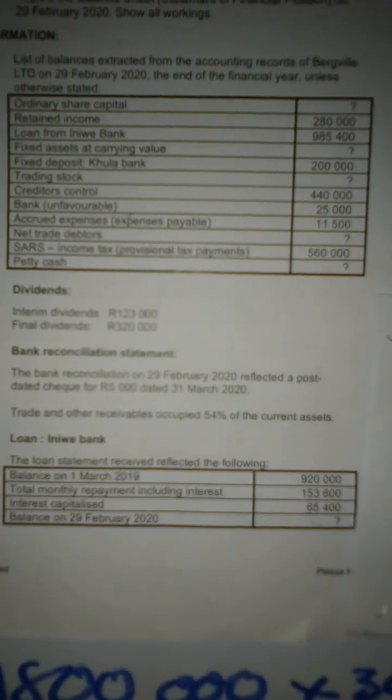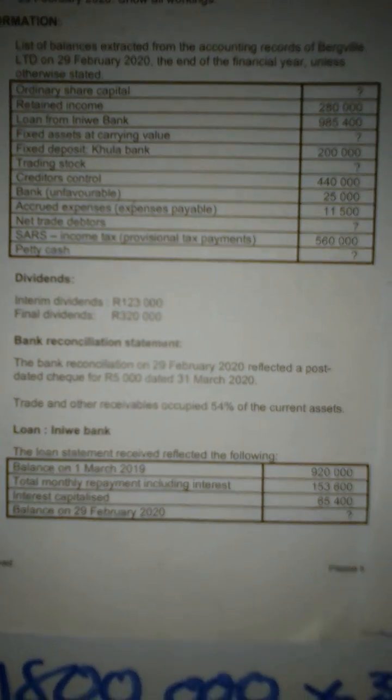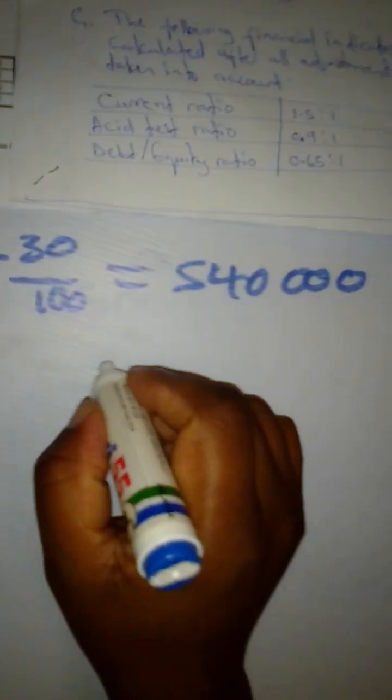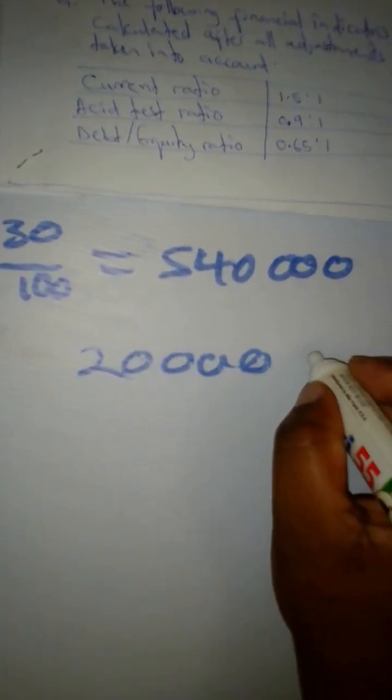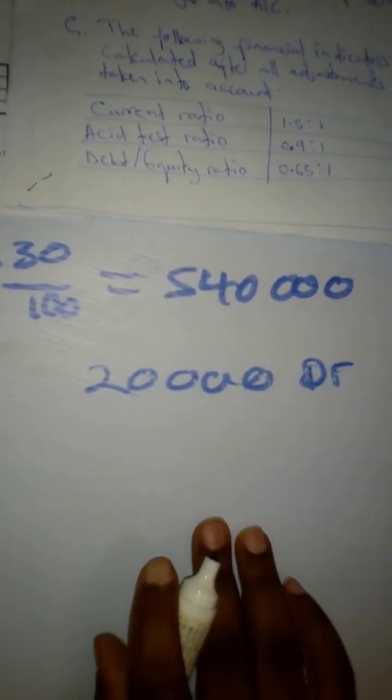Okay, 540,000 is the tax that was due to SARS after the assessment, but the business had already paid 560. So 560 minus 540 means they overpaid SARS by 20,000. And if this 20,000 is an overpayment, it becomes a debit balance, not a credit balance. So it is not going to appear under our trade and other payables.